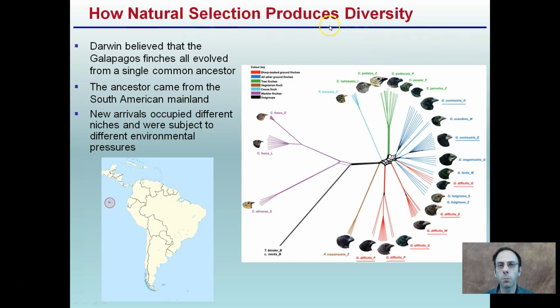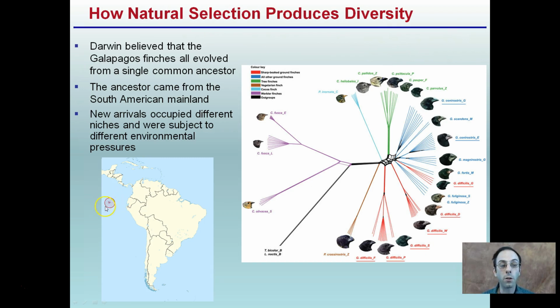So how did natural selection produce this diversity? How did so many of these different birds derive if there's only one common ancestor? Well, Darwin believed that the Galapagos finches all evolved from this single common ancestor, and he proposed that common ancestor lived in the South American mainland. So here's South America, here's the Galapagos Islands. These new arrivals occupied different niches and were subject to different environmental pressures.